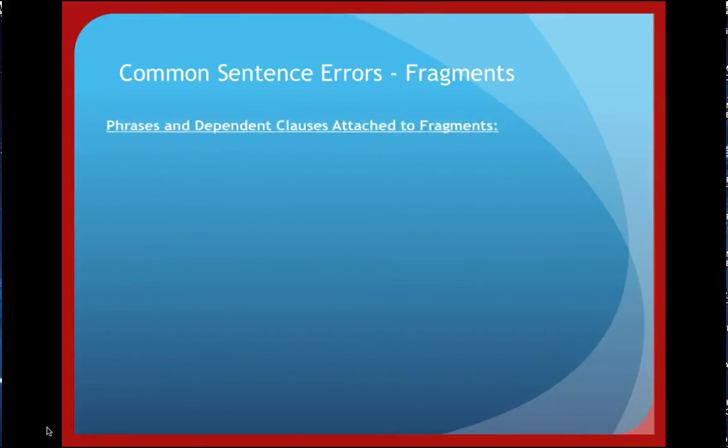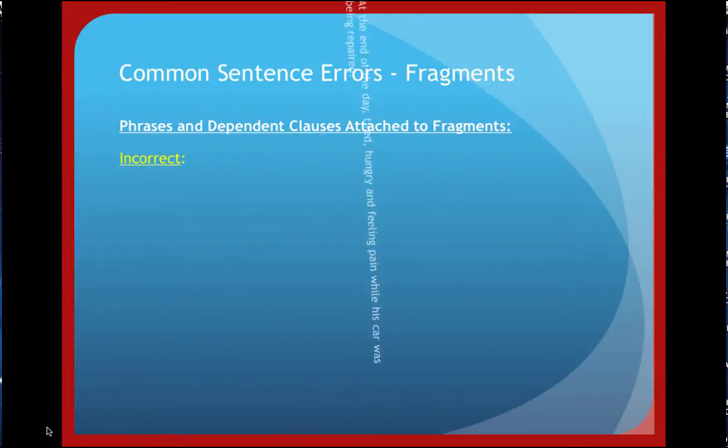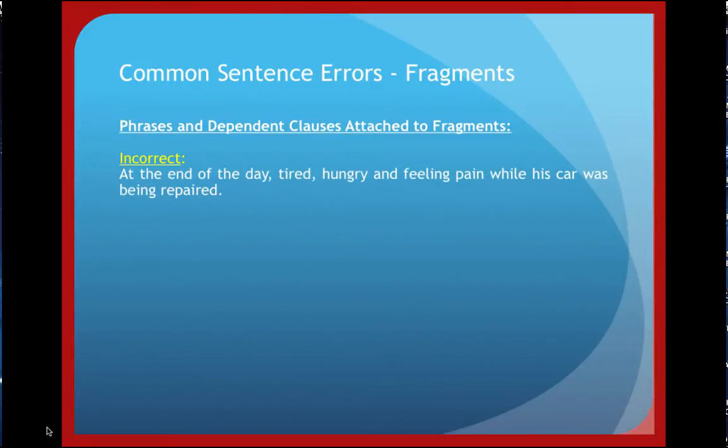When students attach phrases and clauses to fragment sentences, it makes it more difficult for them to find the independent clause and determine if it is a fragment. They see a subject-verb relationship in the dependent clause and think it is a sentence. But a dependent clause does not have a complete thought. Remember, phrases and dependent clauses must be attached to independent clauses.